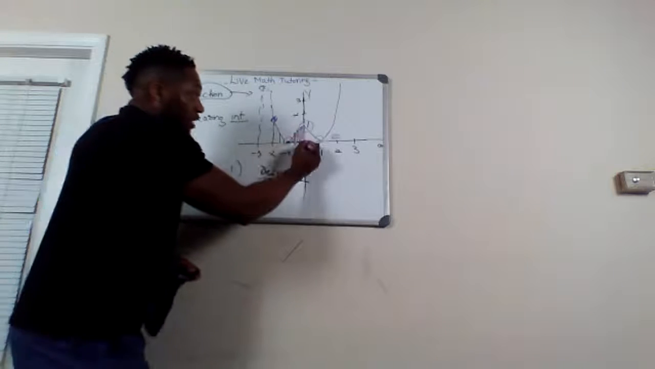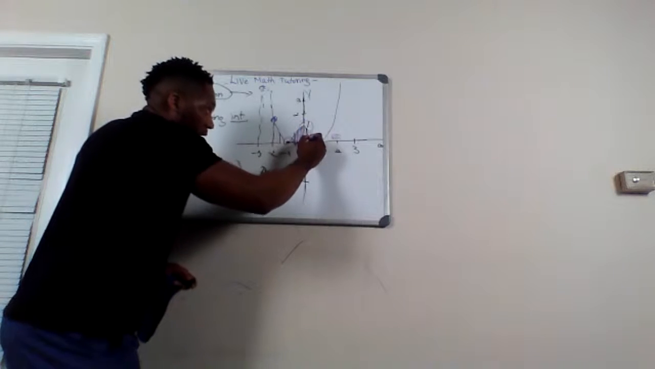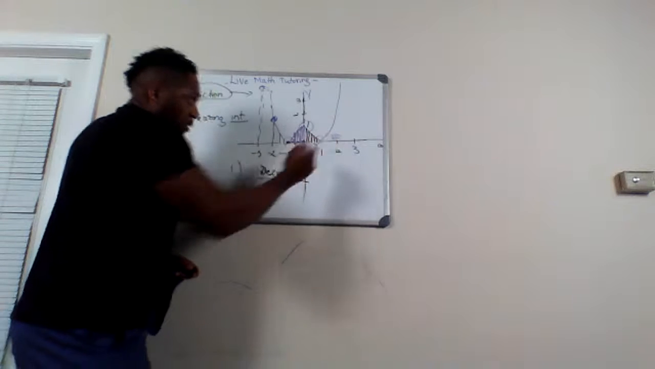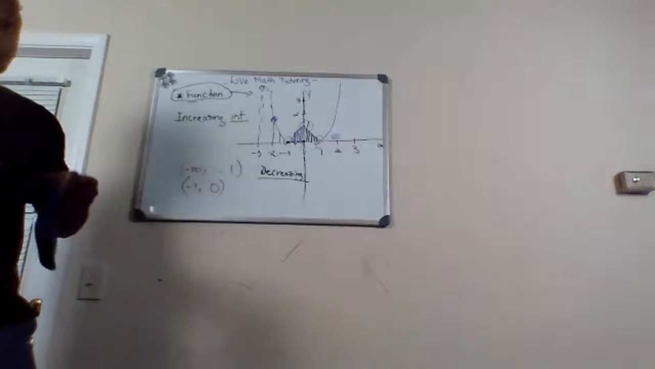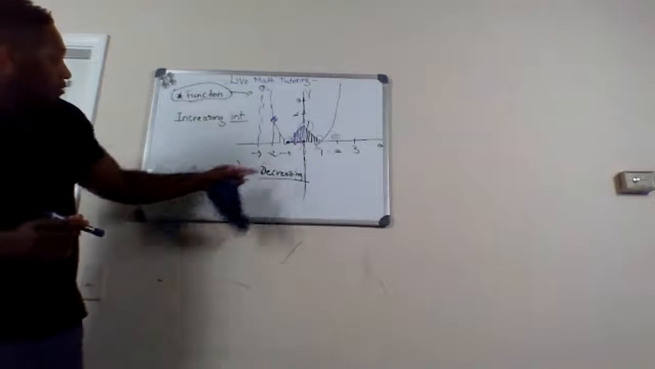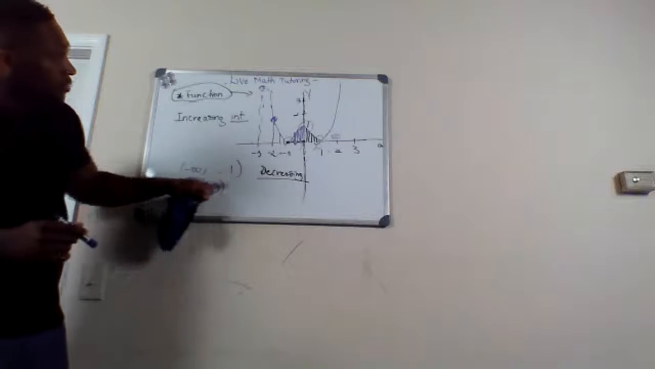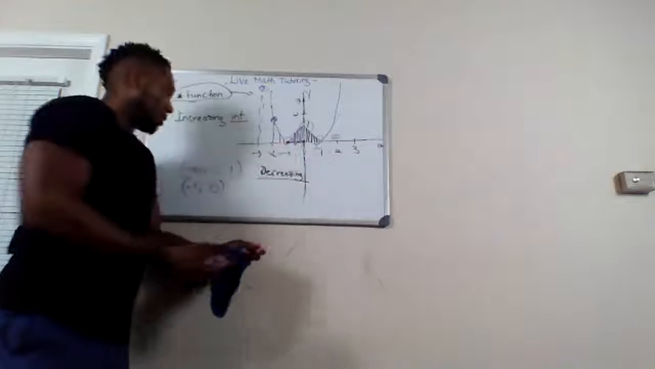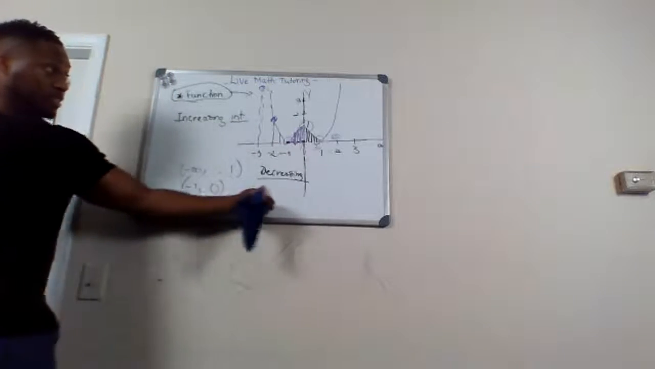And the same thing with this interval too. Are these bars getting shorter or longer? That's a kind of cool way to identify what's going on. And in this interval, from negative infinity to zero, are the bars getting bigger or smaller? So in this interval, are we increasing or decreasing?